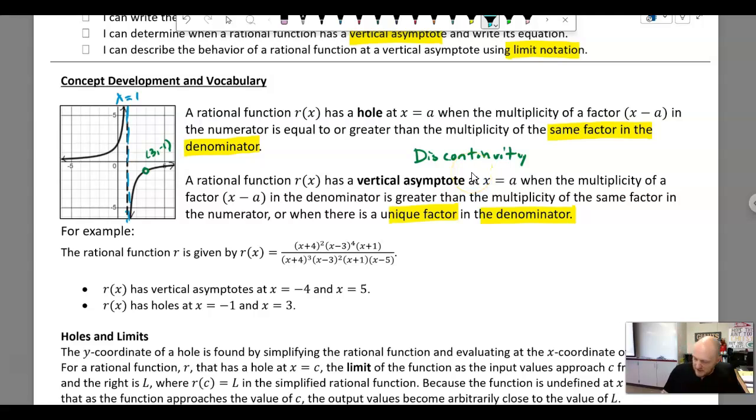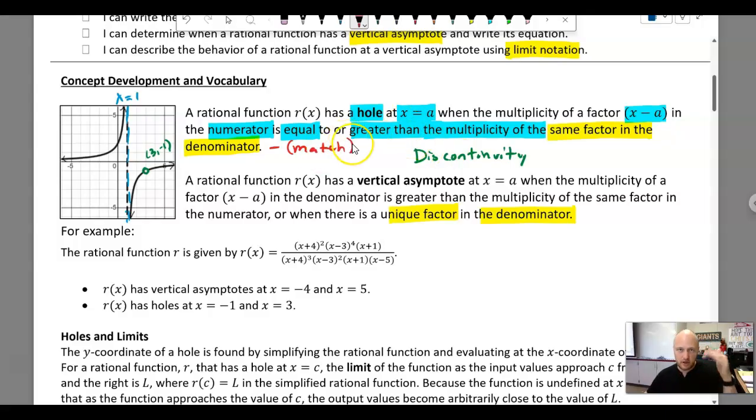Well, it depends. You will have a hole at that x value with a factor here x minus a, and I'll show you algebraically how to find this. If you have that factor in the numerator and it's equal to or greater than the multiplicity of the same factor in the denominator. So pretty much, and maybe right here in parentheses, I want you to add the word match. If you have a factor that matches in the numerator and the denominator, it's going to be a hole, most likely. There's like a 5% chance it's going to be an asymptote. We'll talk about that in a second.